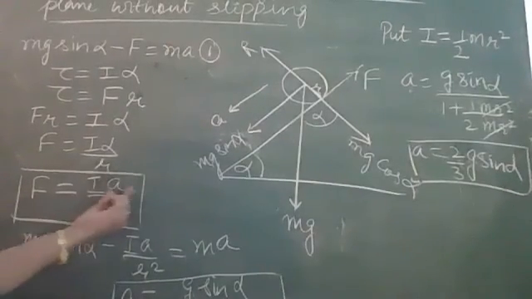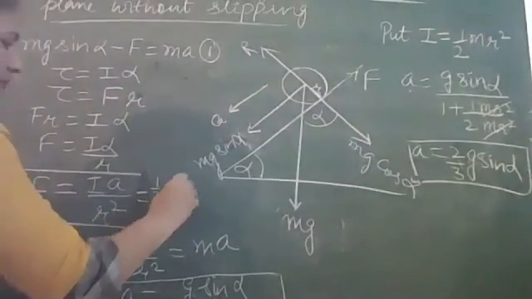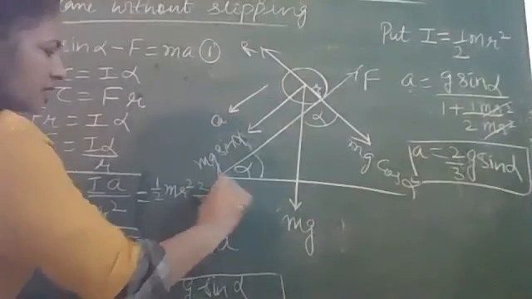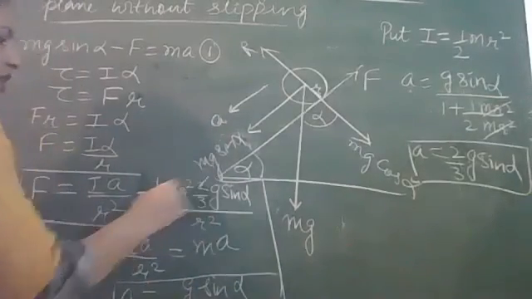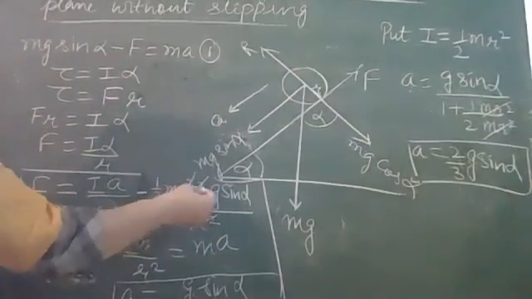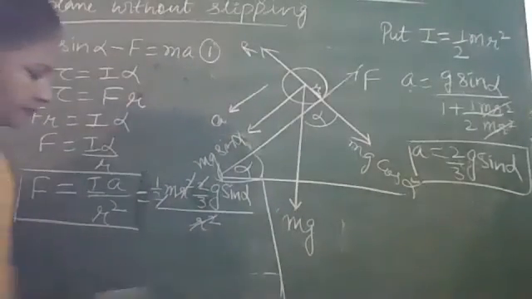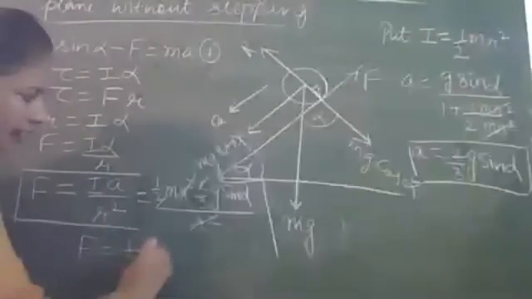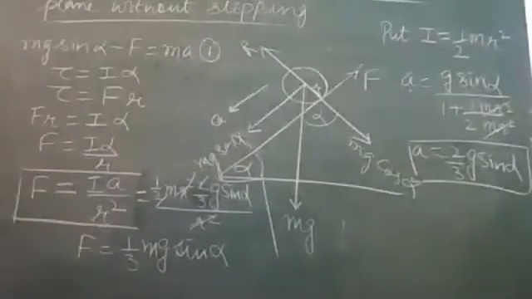Put this value of I and a here also. What will be the force? I is half mr square, a is 2 by 3 g sin alpha, over R square. See what gets cancelled. We get 1 by 3 mg sin alpha. Check it whether you are getting this or not. You get 1 by 3 mg sin alpha. Are you getting this? Is your force coming out like this? Any doubt in this?